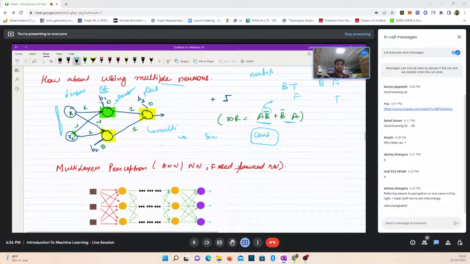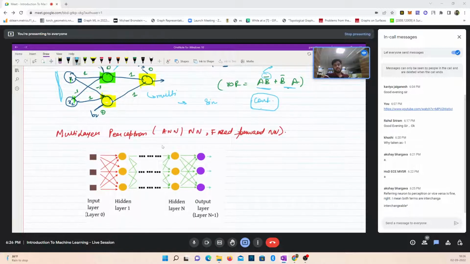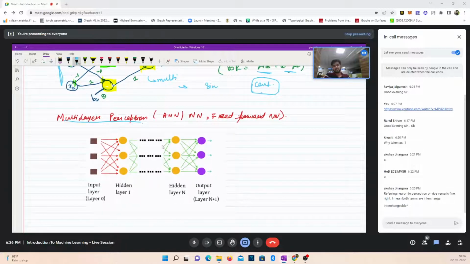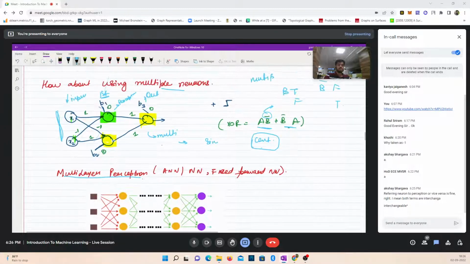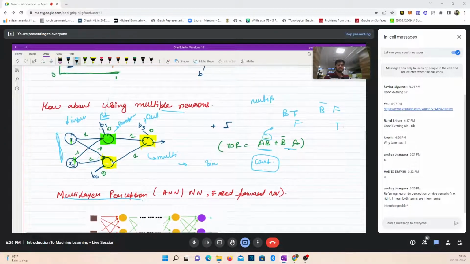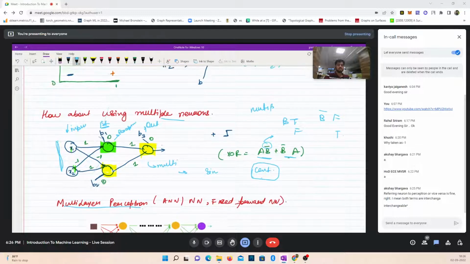Now coming to the multi-layer perceptron, what it looks like is you have some input layer similar to what we had over here. Pintu Kumar asks: you equated XOR to A B bar plus B bar A, so if we are adding the hidden layer, it is possible to do the XOR operation, right?